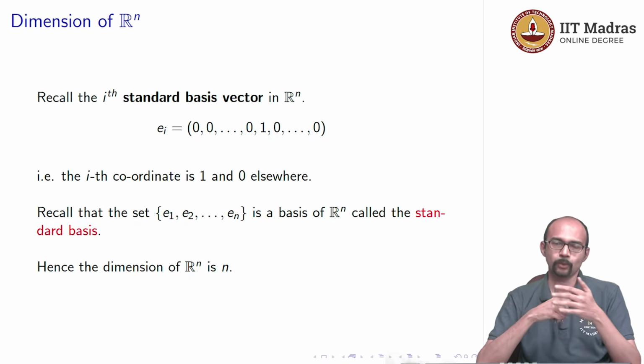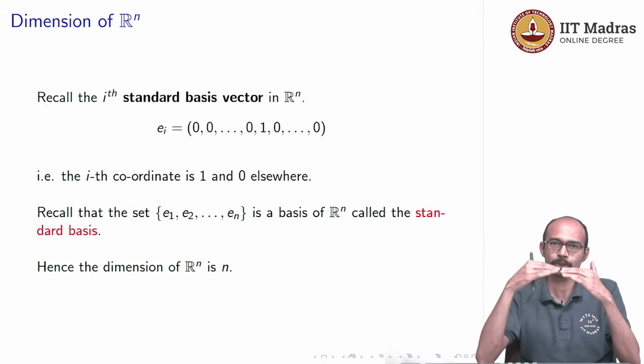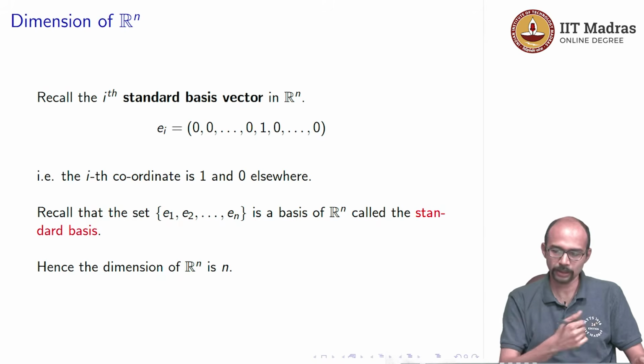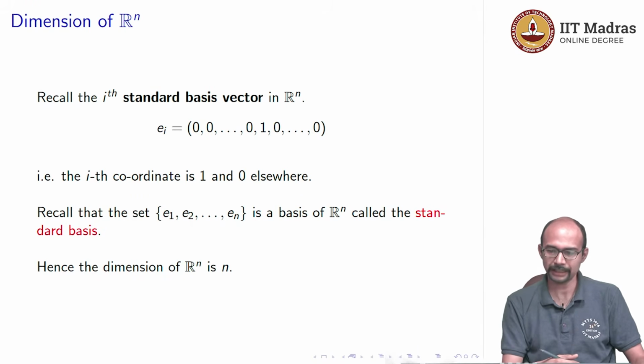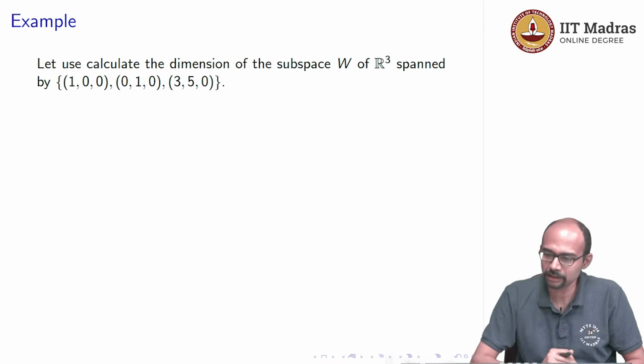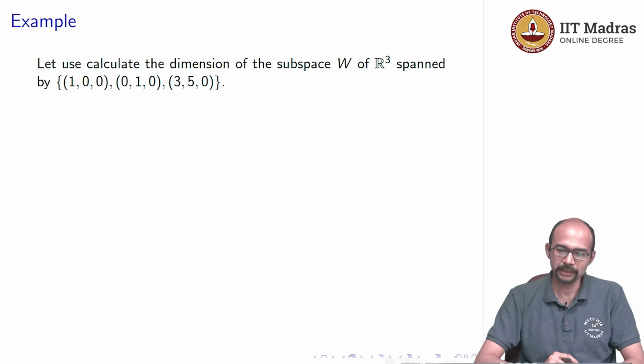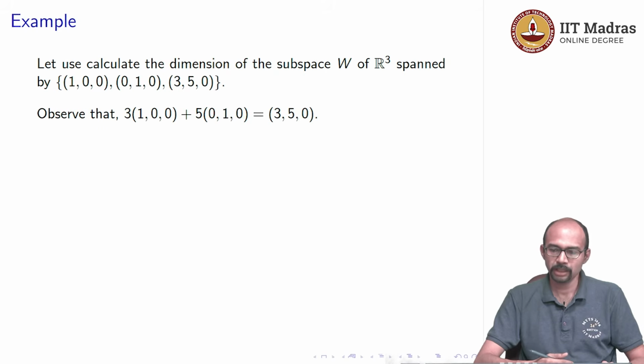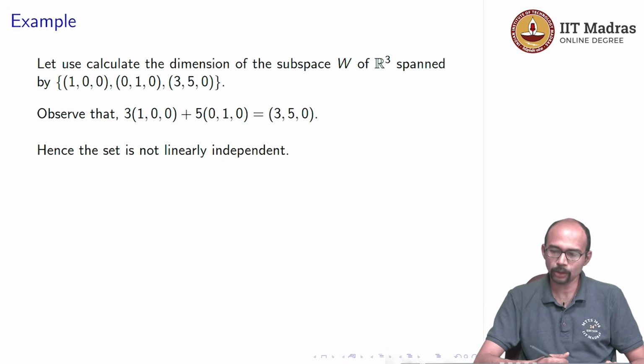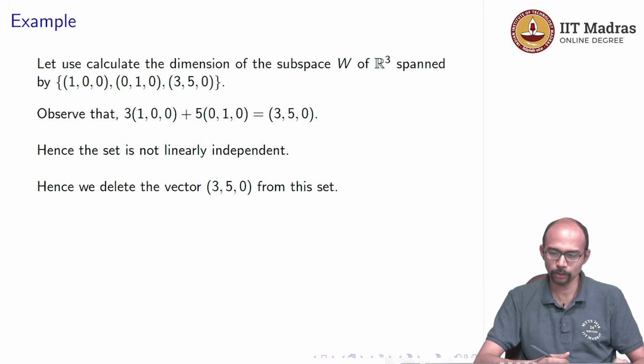This was what we talked about in our previous video, that having linear independence and spanning means that in some sense the size has to meet in some place, that is exactly the dimension. Okay, so for Rn the dimension is n. Let us calculate the dimension of the subspace W of R3 spanned by 1 0 0, 0 1 0 and 3 5 0. So, observe that the third vector 3 5 0 is a linear combination of the first two vectors. So, this set is not linearly independent, but we can do the following.